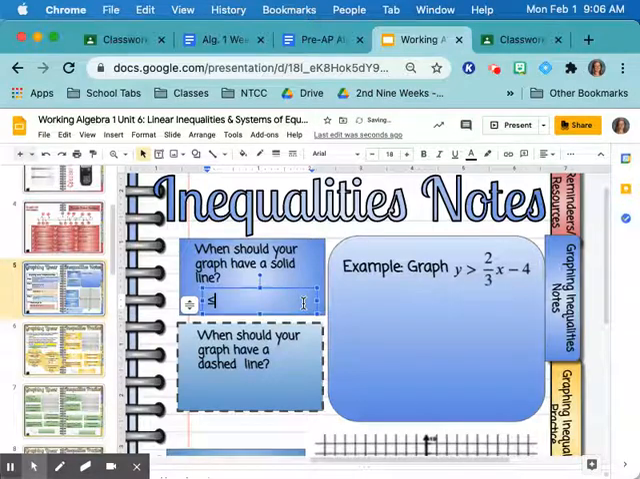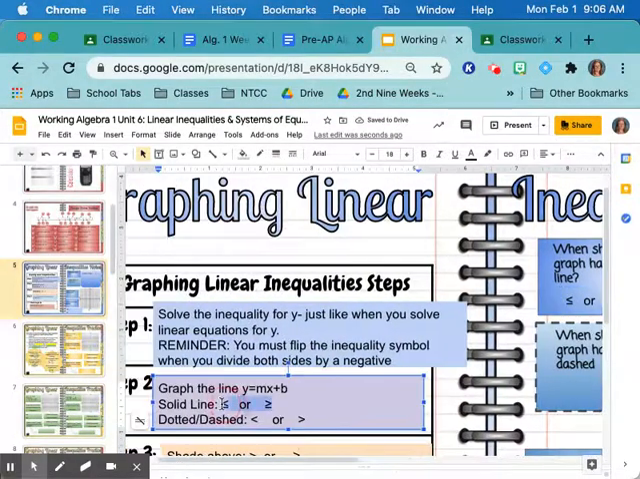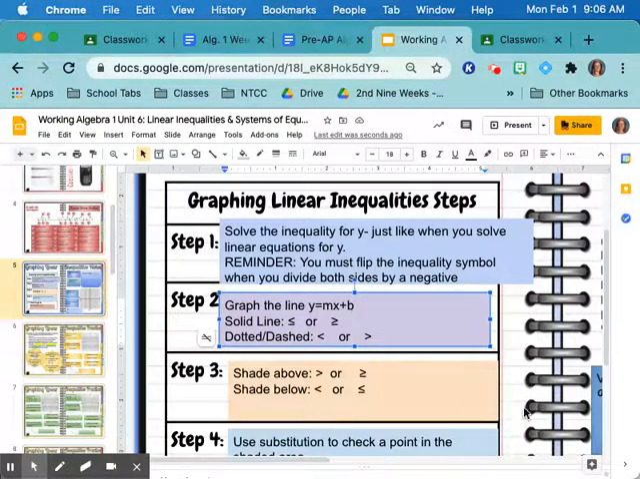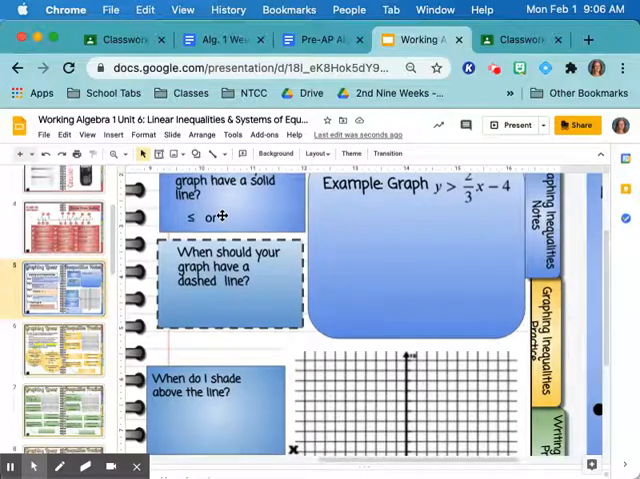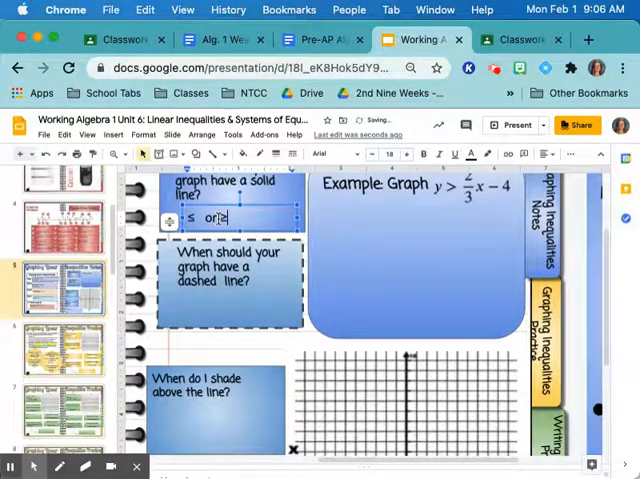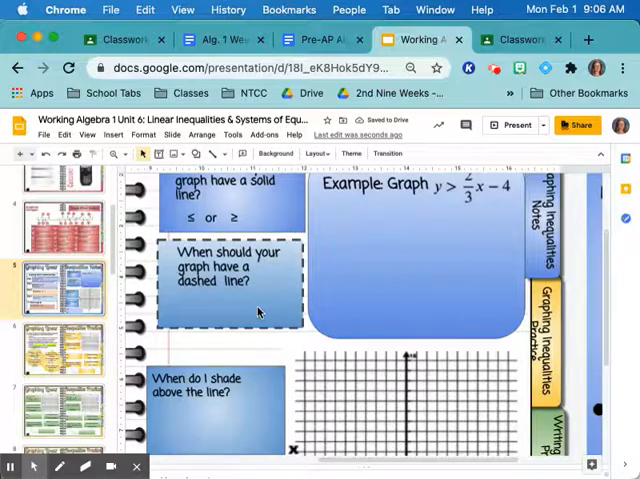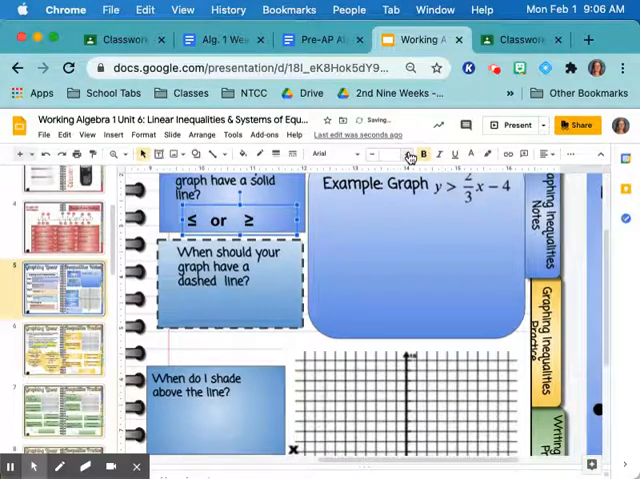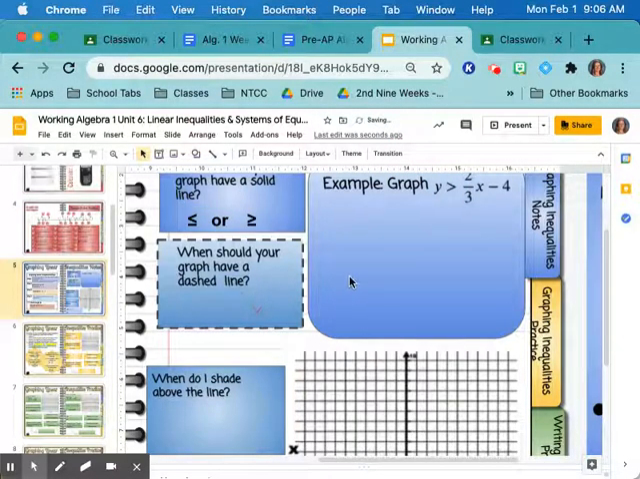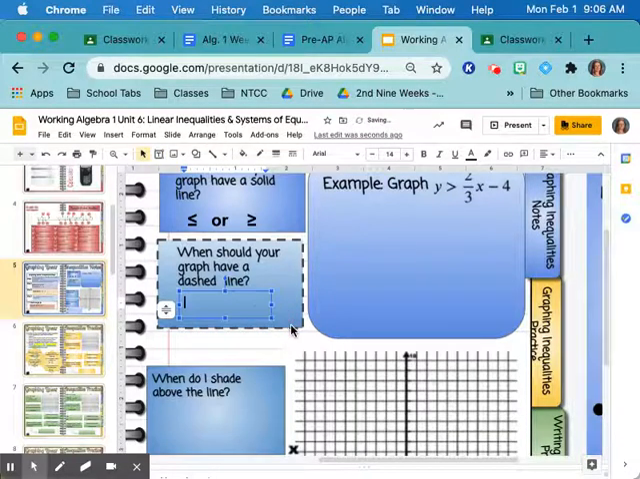It's at less than or equal to, or I'm going to go over here and grab the other one, greater than or equal to. So this is just a reminder. I'm going to bold this, make it a little bigger. Okay, when should you have a dashed line? When it doesn't have the equal to, when it's just greater than or less than. Yep.